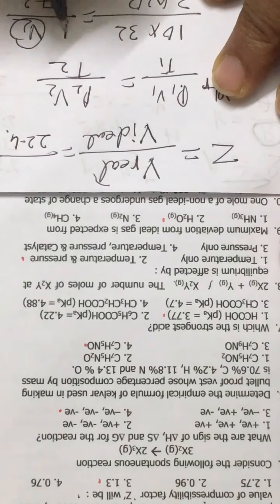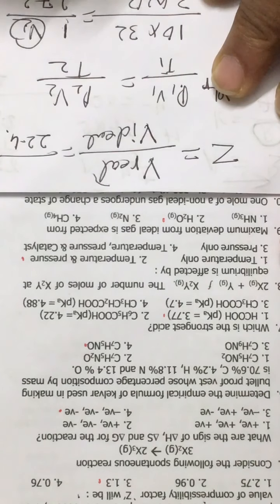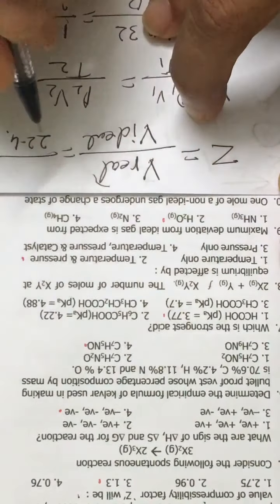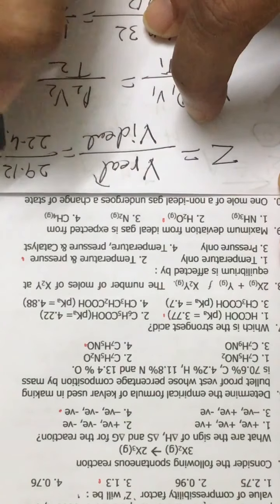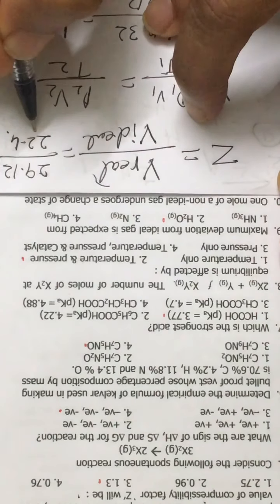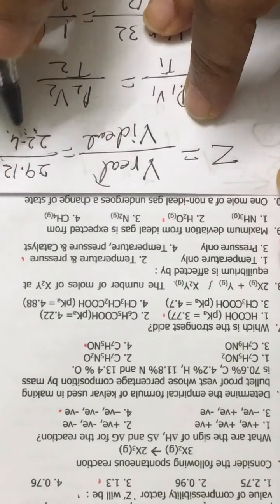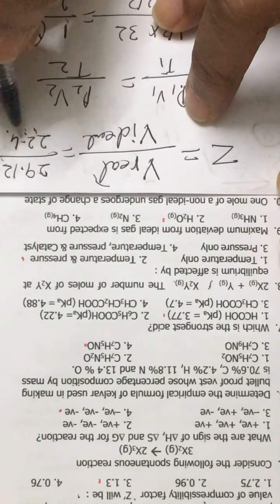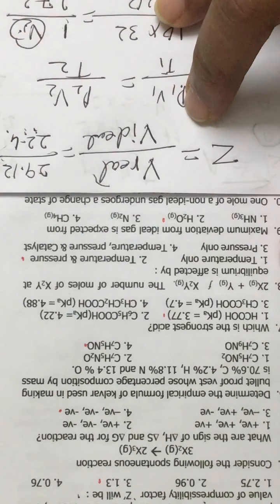So this is at ideal condition. So what we are getting is 29.12. 29.12 is the V real upon V ideal, that is equal to the Z factor. If you solve this much portion, you are getting around 1.3.